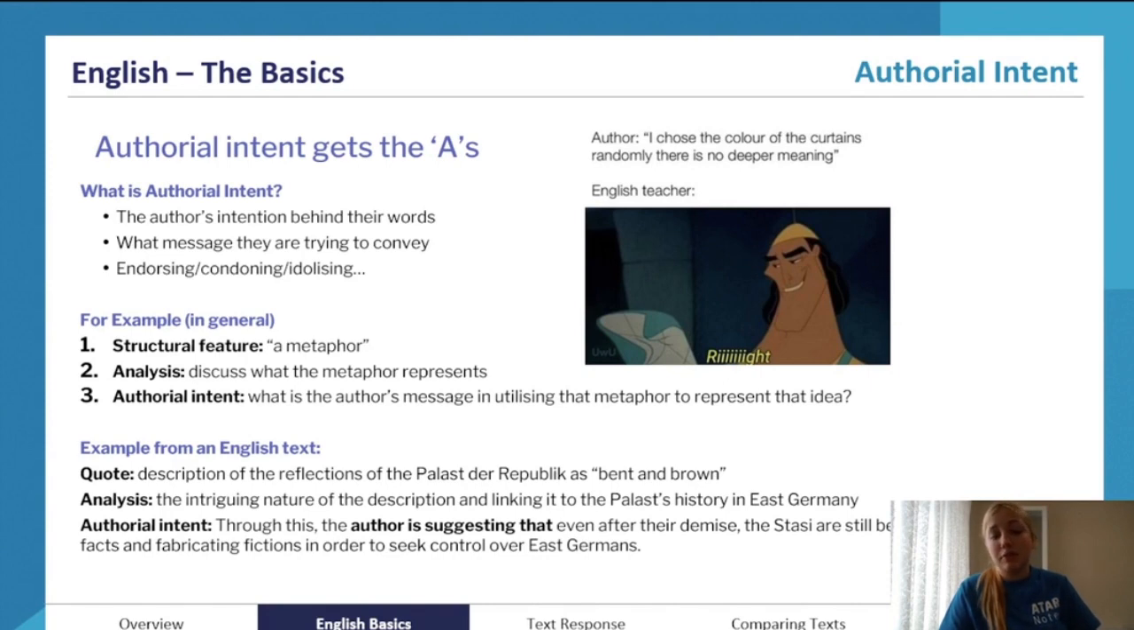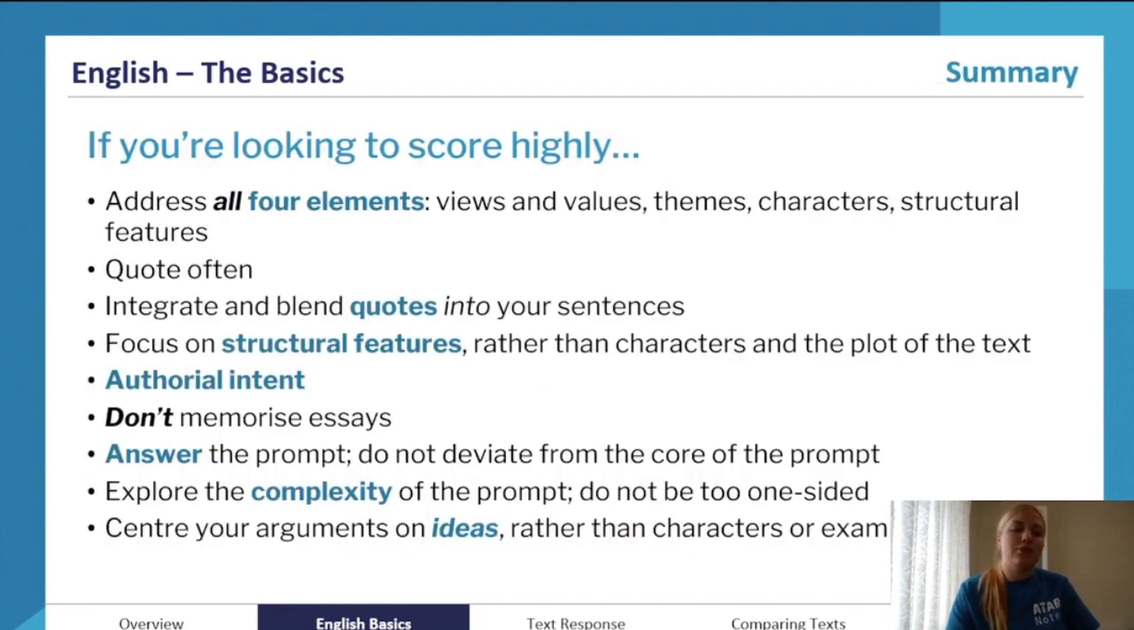Having a look at an example from an English text, let's say that would be the description of the reflections of the Palace of the Republic as bent and brown. Then I might analyze and say that the intriguing nature of the description, and its linking it to the palace's history in East Germany, so link it to the historical context. And through this, the author is suggesting that even after their demise, the Stasi are still bending facts and fabricating fictions in order to seek control over East Germans. And that would be my author's message there, linking in nicely with my analysis.